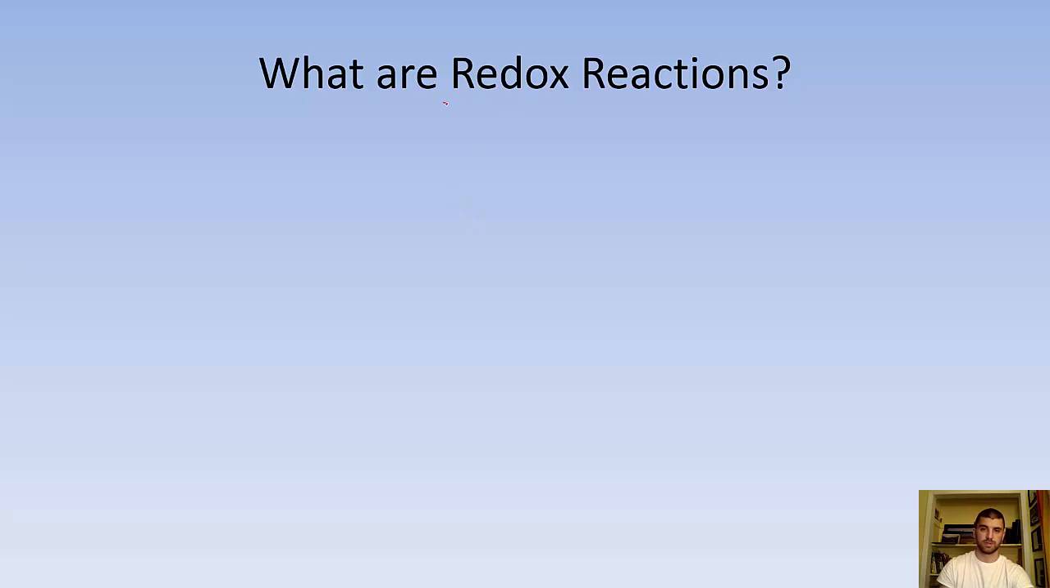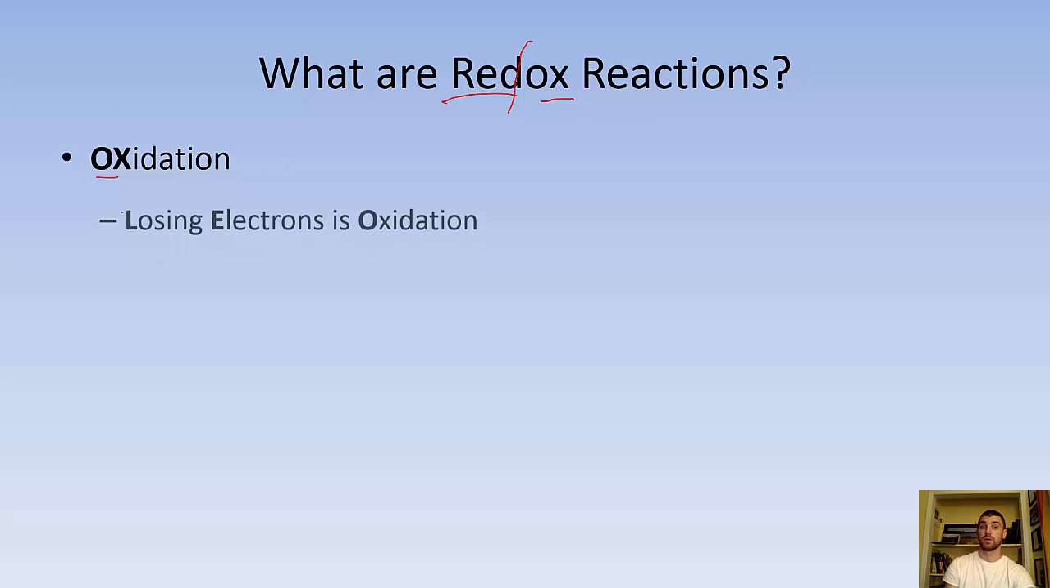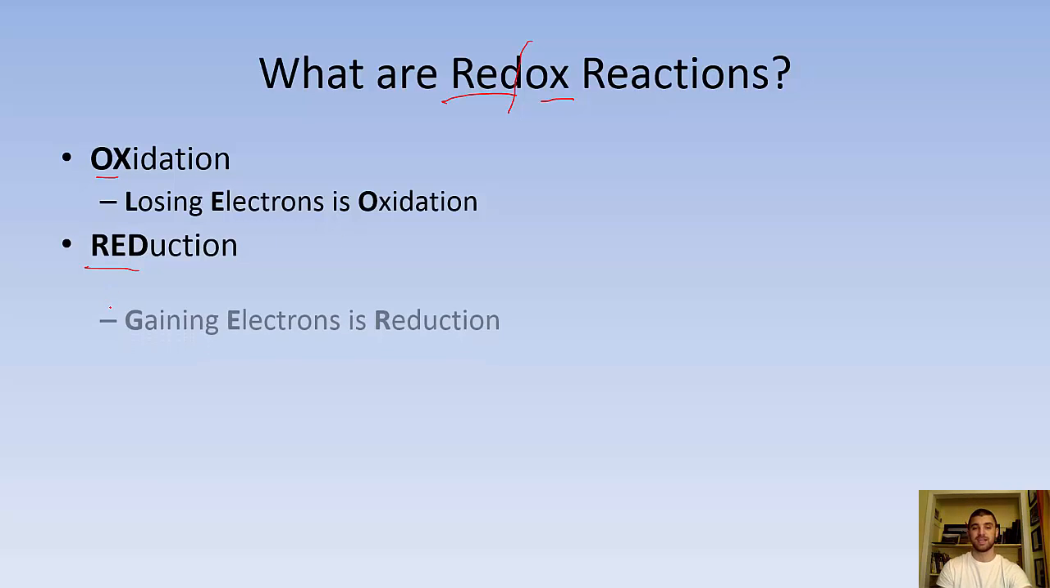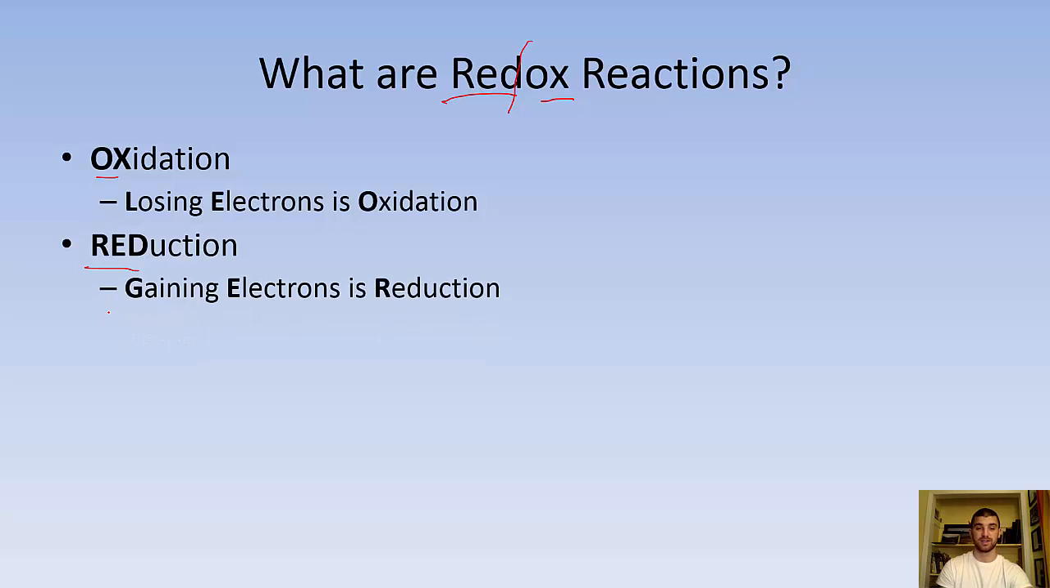Well, the term redox is actually broken up. It's from two different words. First one being oxidation. Notice how I bolded the ox part, because that's the ox part, right? Well, what is oxidation? Oxidation is losing electrons, or losing electrons is oxidation. Reduction, notice RED, redox. Reduction is gaining electrons. So gaining electrons is reduction.